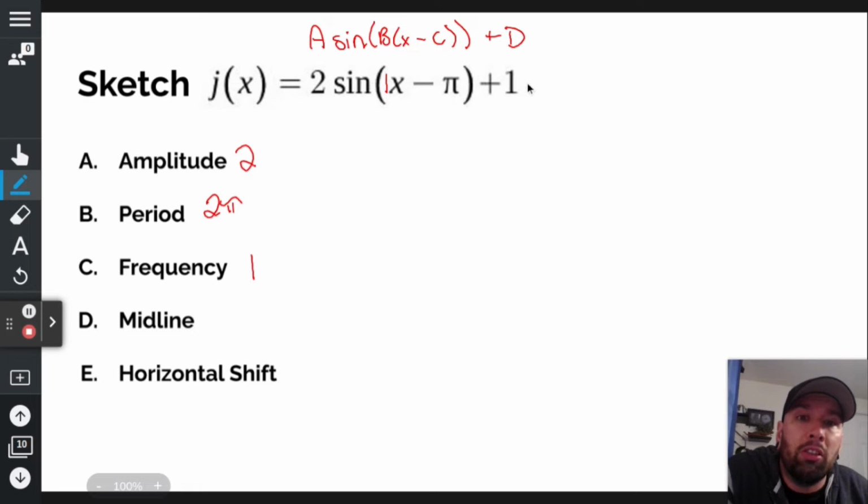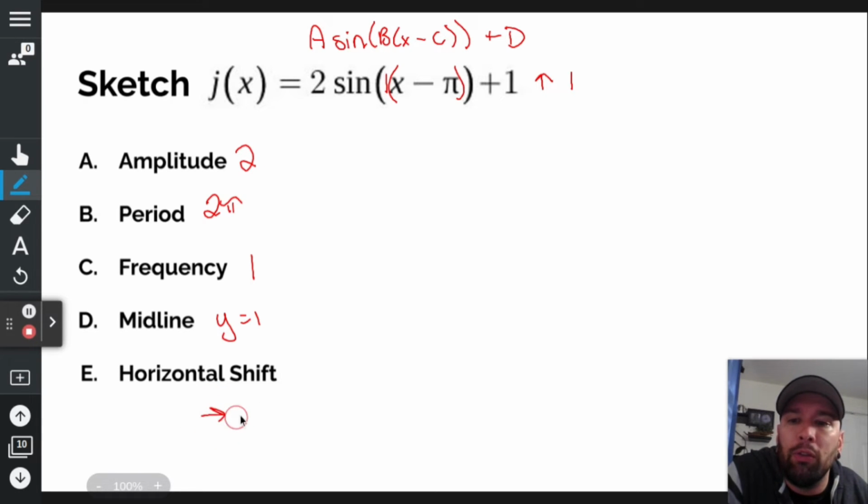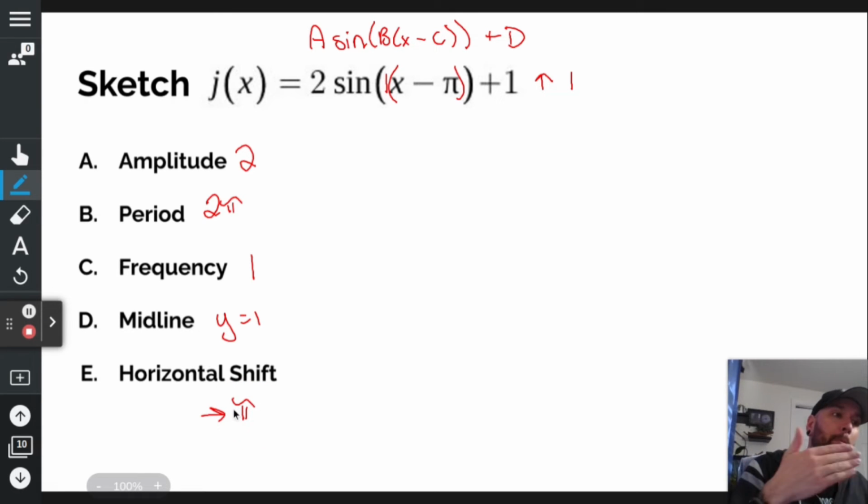Now, the midline is D. Since this is going to shift up 1, or a vertical shift of +1, I go up 1, which tells me my midline is y equals 1. And since I have x minus C matching up with x minus pi, negative C is negative pi, which means positive C is positive pi. So I have a positive horizontal shift of pi, or move to the right pi.